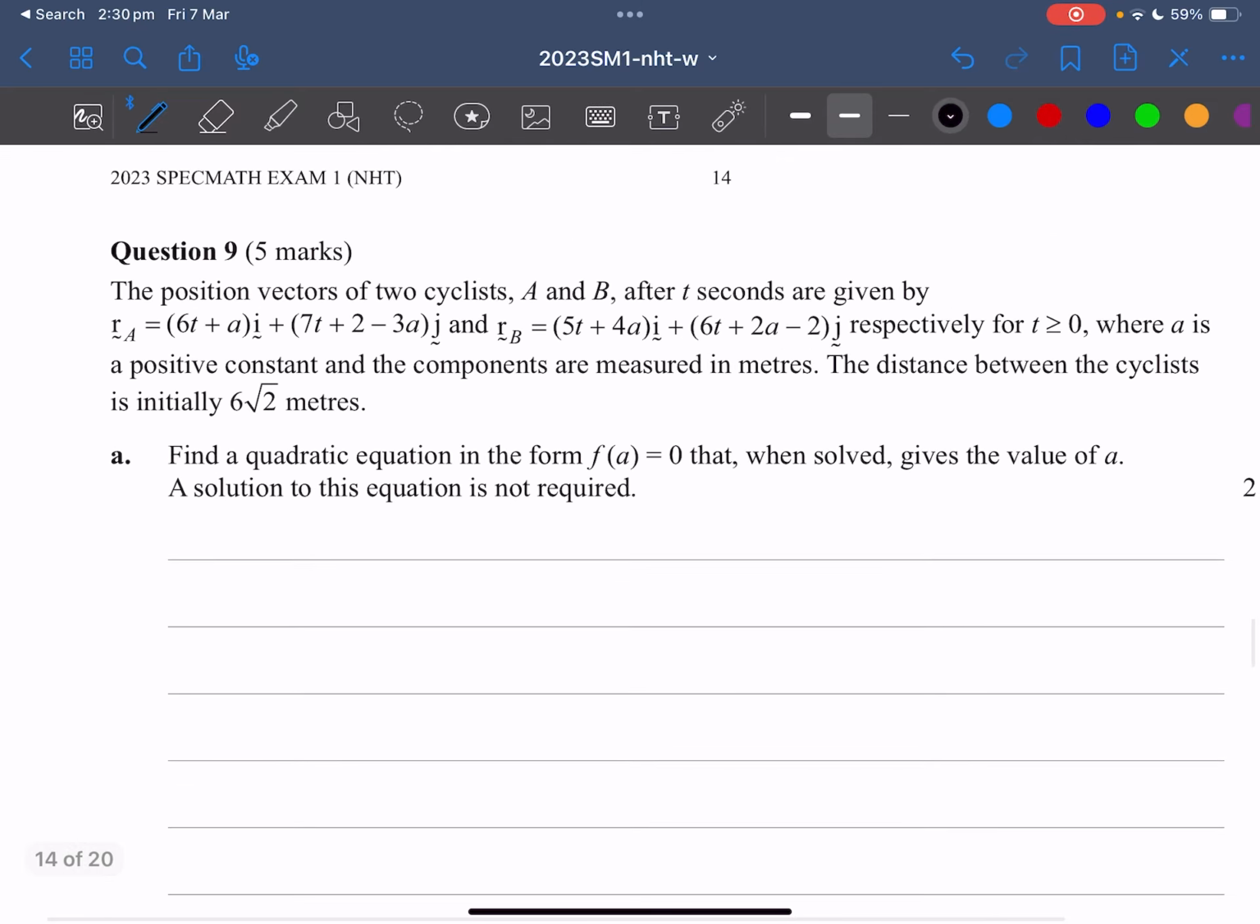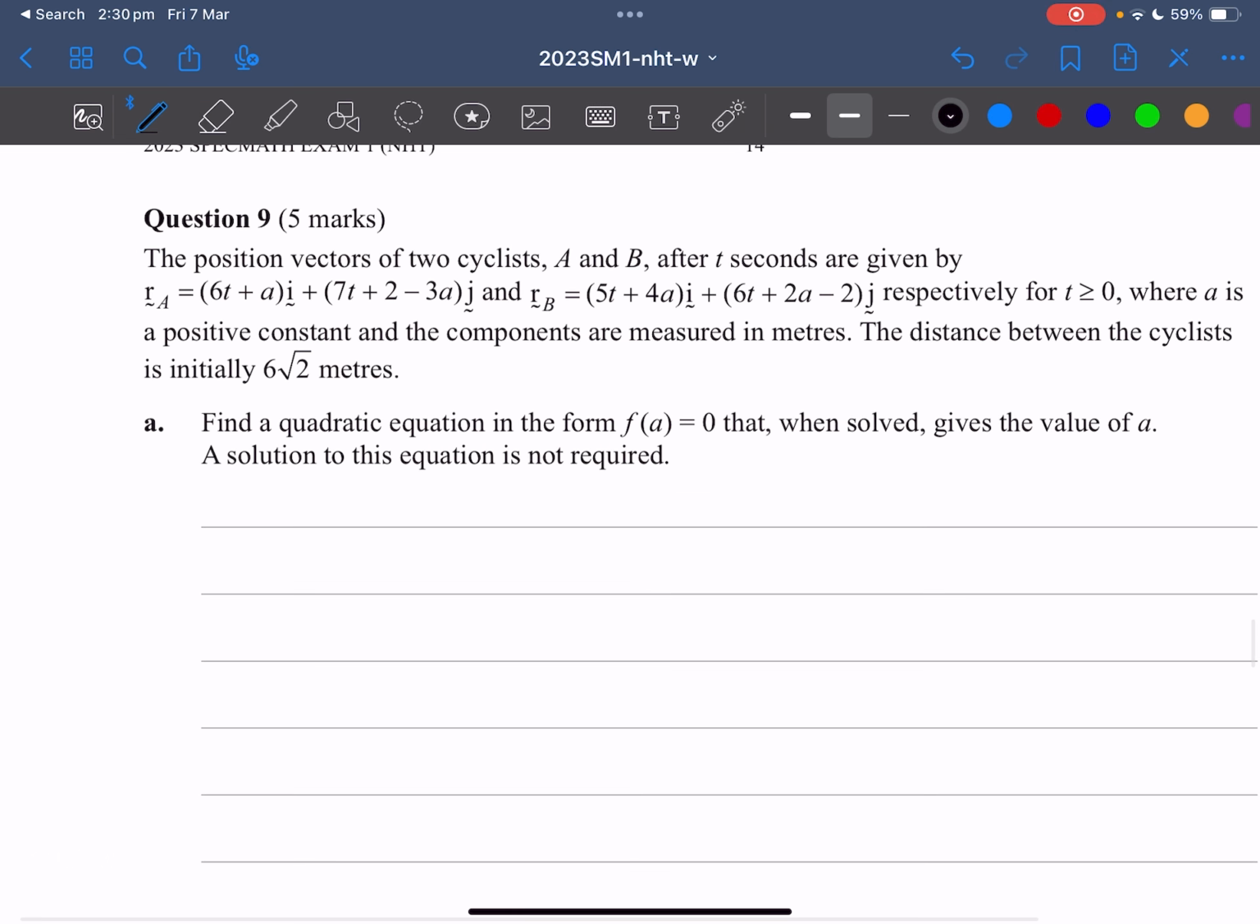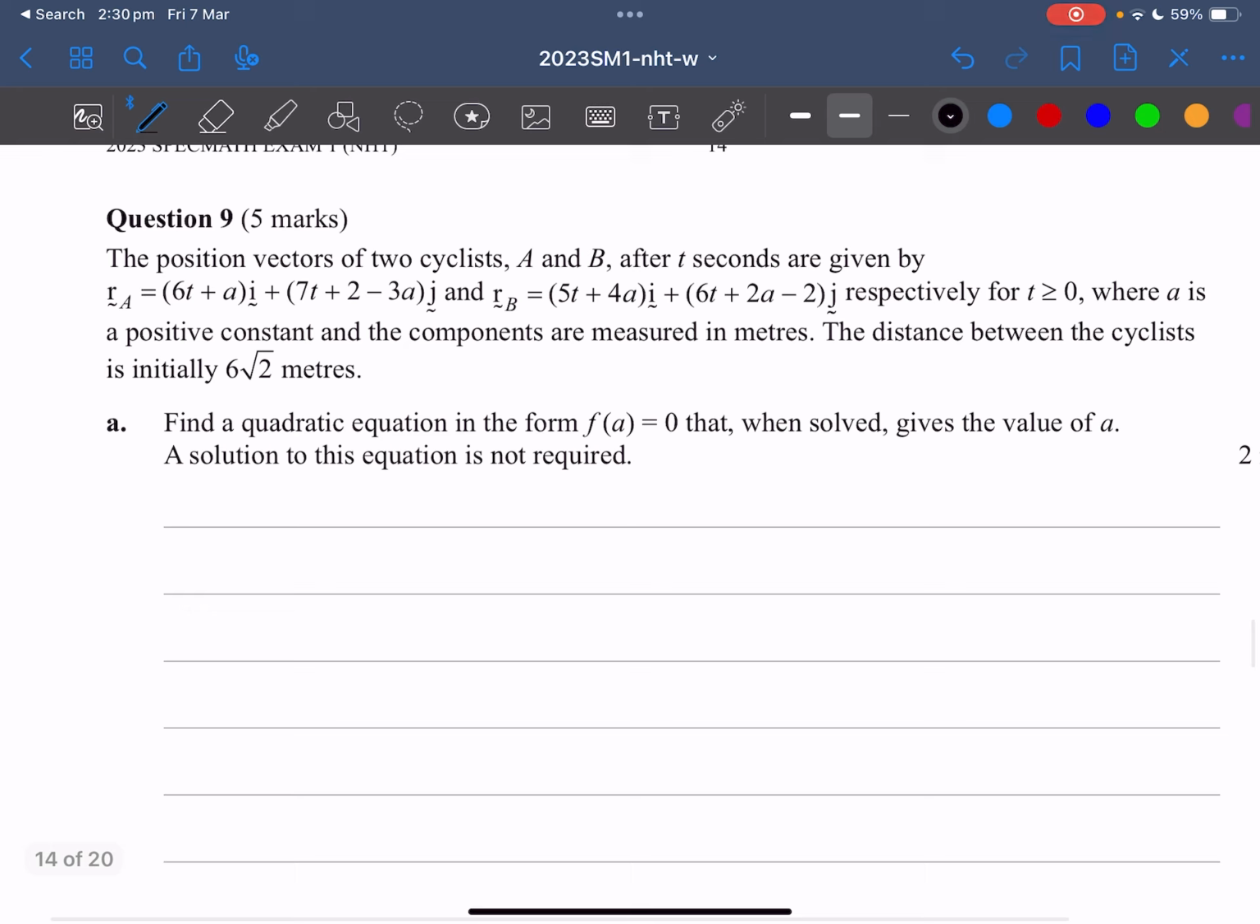Okay, so the position vectors of two cyclists A and B after t seconds are given by this and that respectively for t is greater than or equals to 0, where a is a positive constant. The components are measured in meters. The distance between the cyclists is initially 6 root 2 meters. Find a quadratic equation in the form f of a equals to 0 that when solved gives the value of a. A solution to this equation is not required. So we're just finding a function in terms of a and set it equals to 0.